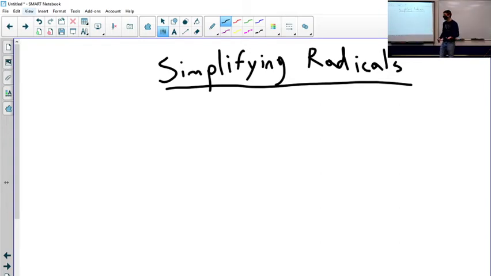So on our whiteboards here, I want you to work along with the problems that I give you so that you see how these work. So the first one I want you to do is I would like you to simplify the square root of 24.